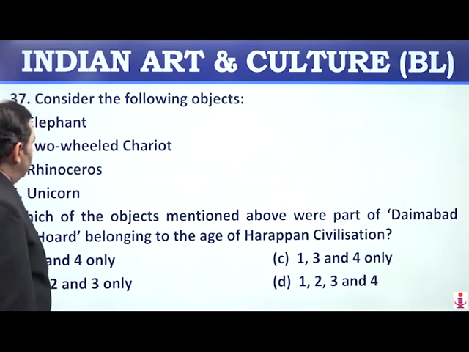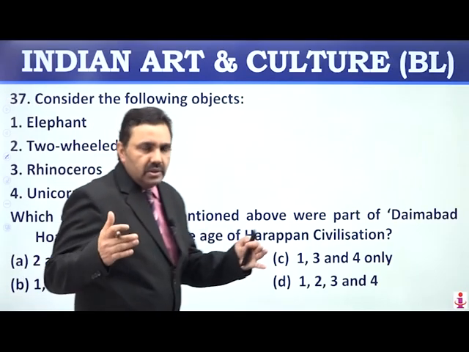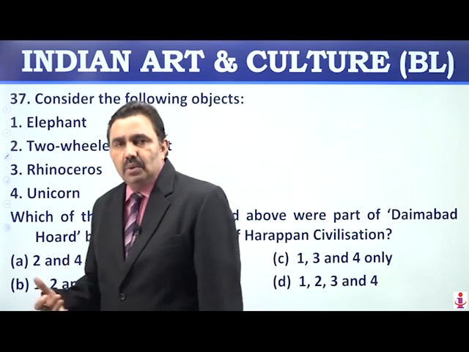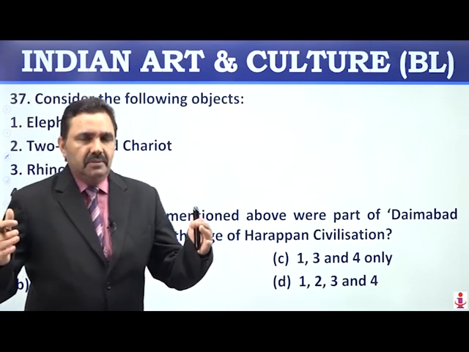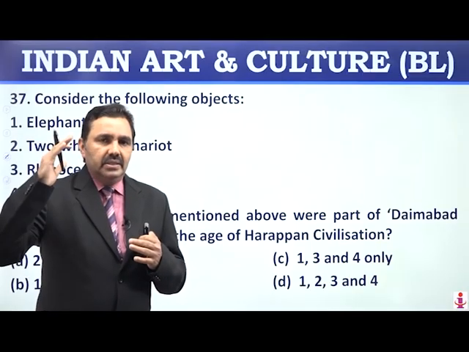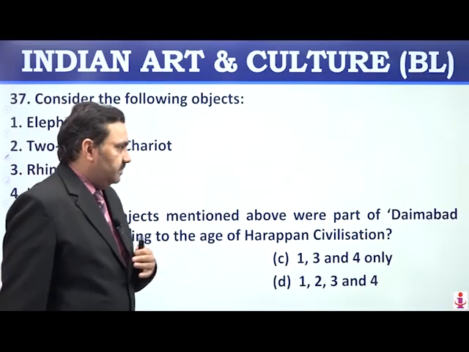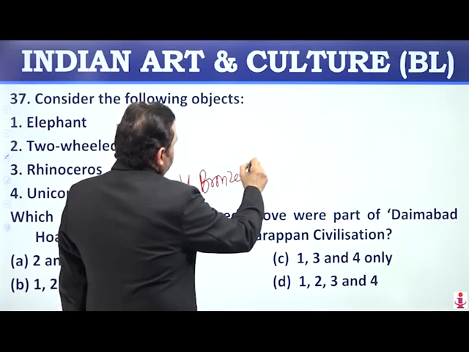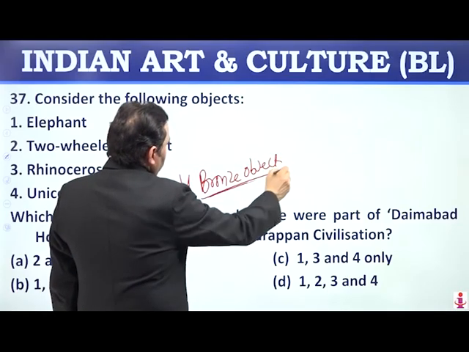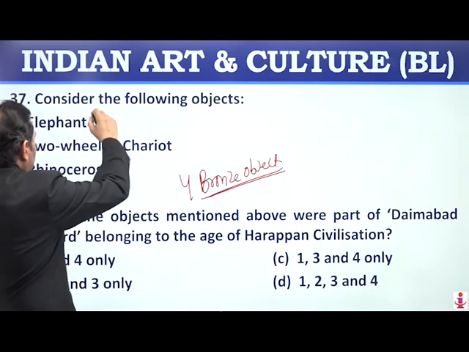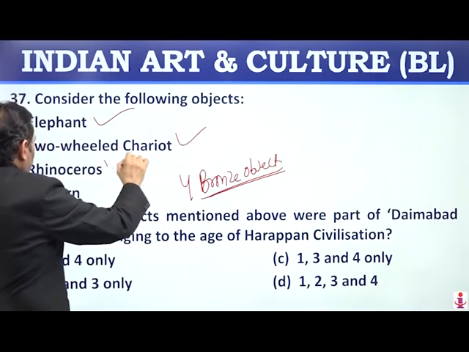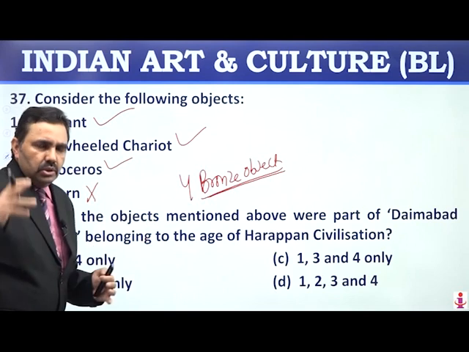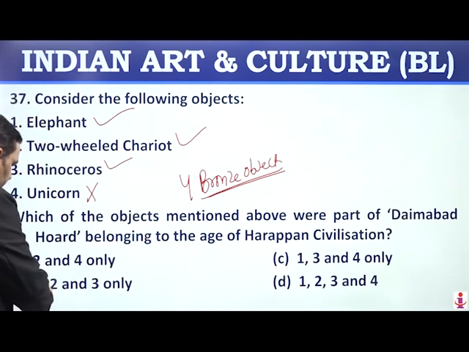37. Consider following objects: elephant, two-wheeled chariot. Two-wheeled chariot means a chariot having 2 wheels, or ikka. Rhinoceros, unicorn. Which of these were part of Daimabad hoard? Daimabad, located in Maharashtra on the banks of Pravara river, is considered to be the southernmost site of Harappan civilization. 4 bronze objects were found at Daimabad: elephant, two-wheeled chariot, rhinoceros, and buffalo, not unicorn. And these collectively are known as Daimabad hoard. So 1, 2, 3, option is B.